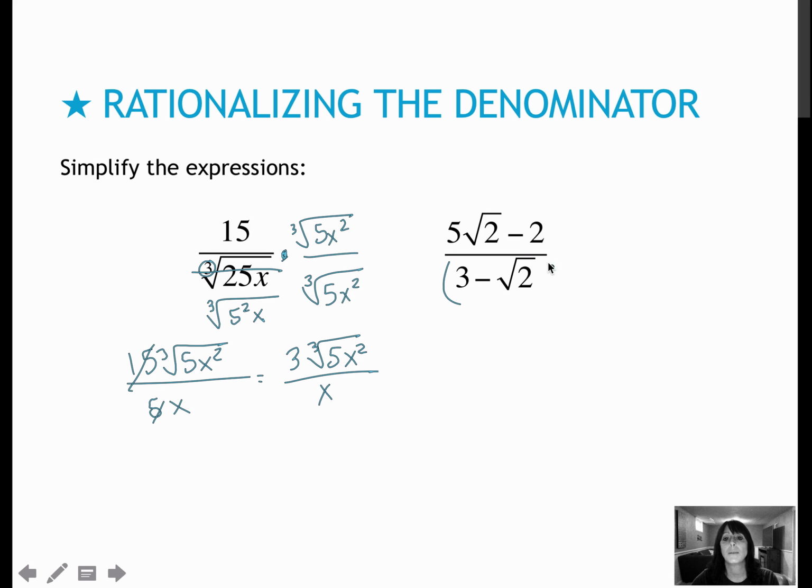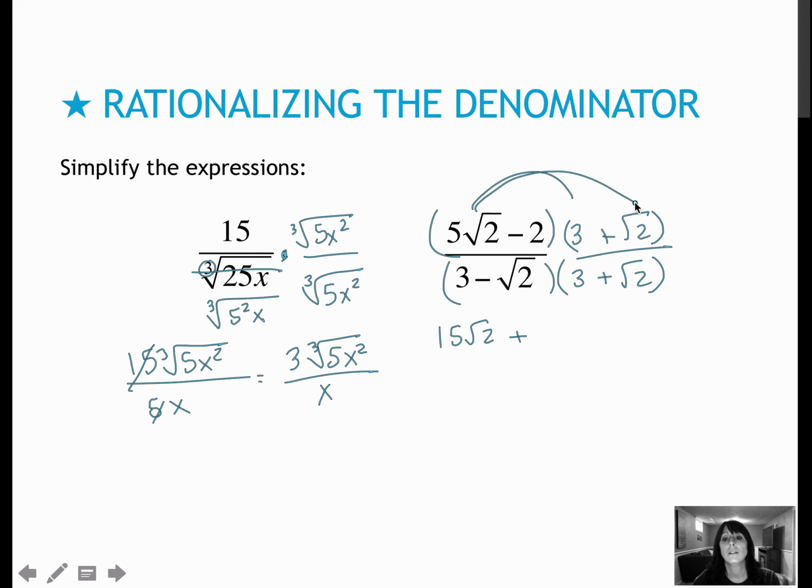And for the second, I'm multiplying by the conjugate, which would be 3 plus radical 2. I'm going to have to do some foiling on the top and on the bottom. So my numerator would be 15 radical 2 plus, this would give me 5 times 2, which is 10. This would give me minus 6. And then minus 2 radical 2.